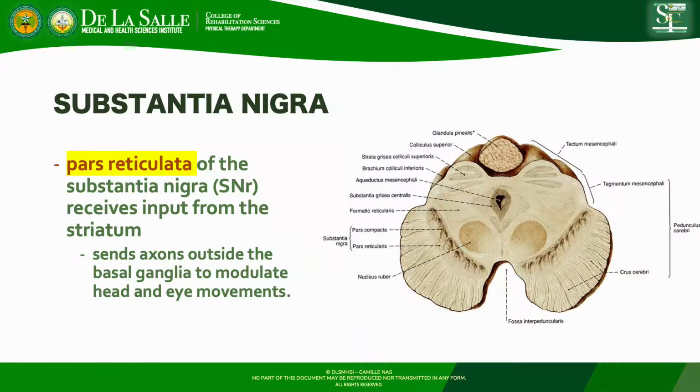We have mentioned the pars compacta as a part of the substantia nigra that releases dopamine, but we also have the pars reticulata of the substantia nigra that receives input from the striatum. It sends axons outside the basal ganglia to modulate head and eye movement. So again, the pars compacta is the one that releases dopamine. The pars reticulata is the one that receives. One way to remember this is that it has the letters re in its name, so it receives input from the striatum.